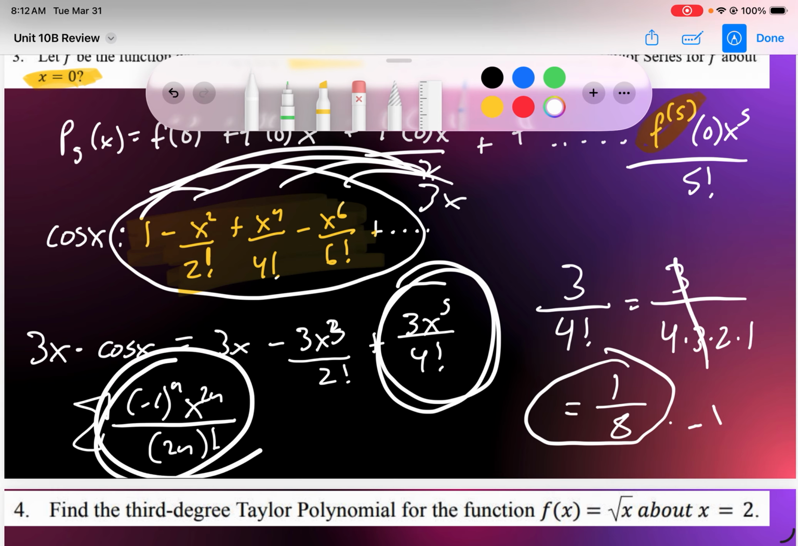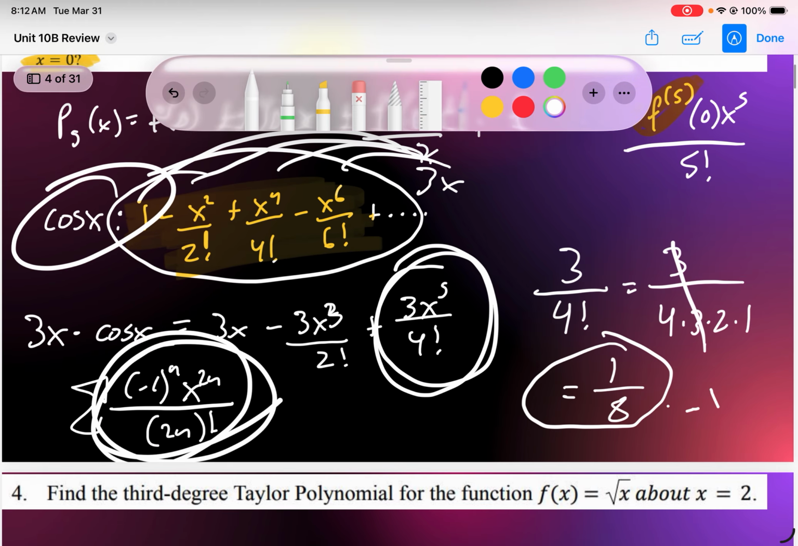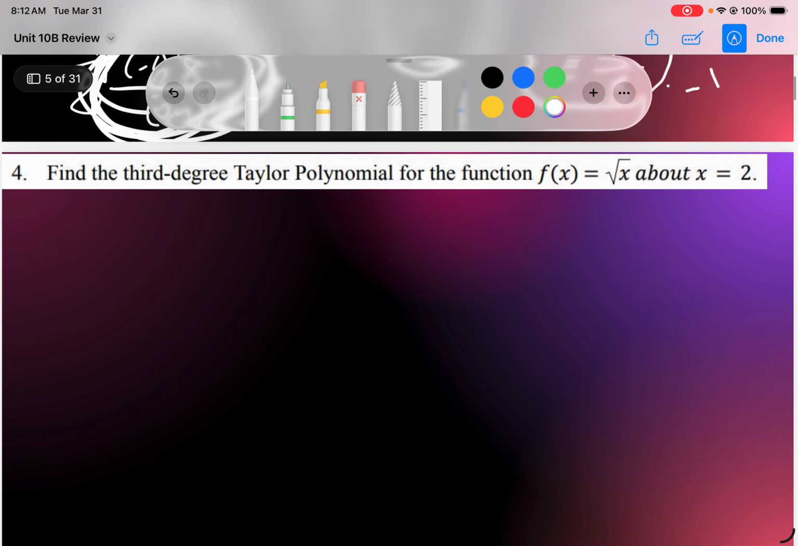That looks nothing like cosine, because it's a polynomial that's used to approximate. But if I have an infinite number of them, if this series goes on forever, it becomes exactly equal to cosine. So taking the derivative of this is not going to be like... I don't know what I'm saying. All right, anyways, number 4.